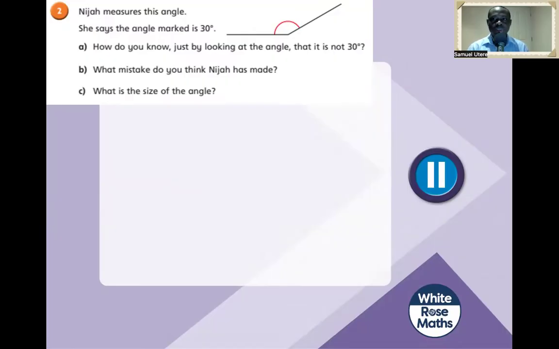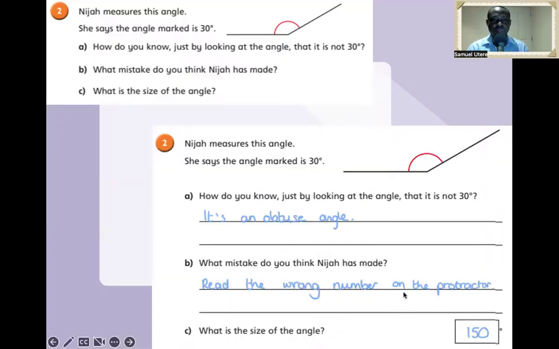Assuming you've paused the video and you've answered question 2, here is the answer. So here you were asked, Nisha measures this angle. She says the angle marked is 30 degrees. How do you know just by looking at the angle that it is not 30 degrees? We know why. It is an obtuse angle. What mistake do you think Nisha has made?